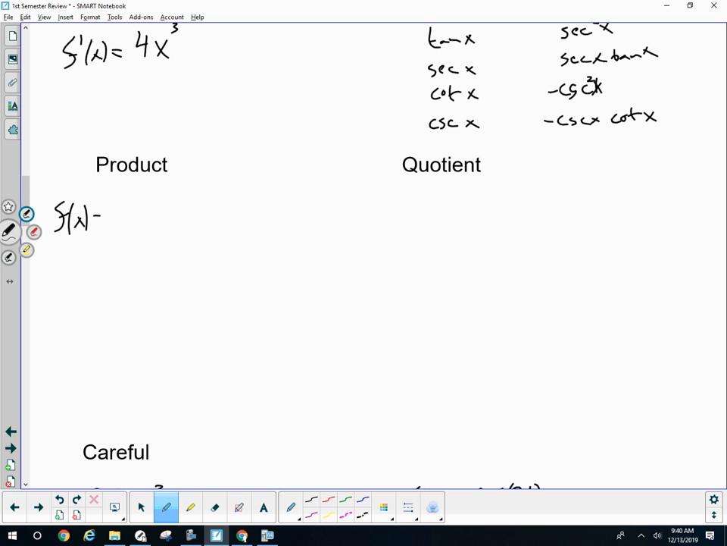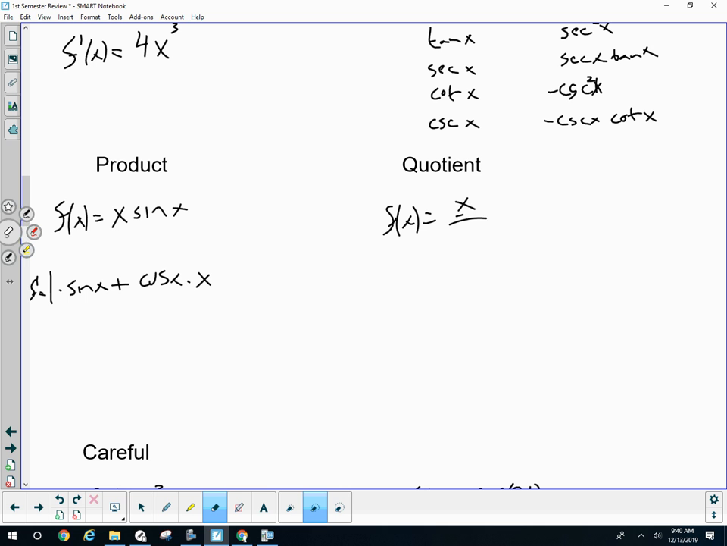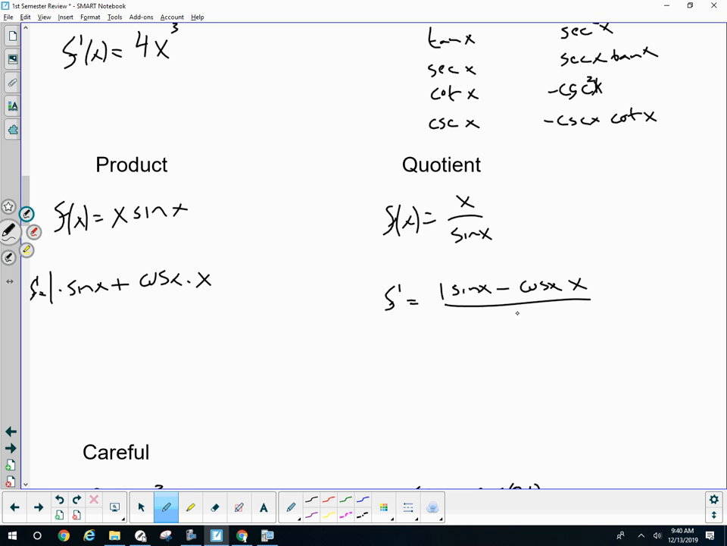If I have a product of things, it's not the derivative of the first times the derivative of the second. It's the derivative of the first, this is f prime, times the second, plus the derivative of the second times the first. Quotient rule: the derivative of the top times the bottom, minus the derivative of the bottom times the top, all over the bottom squared.